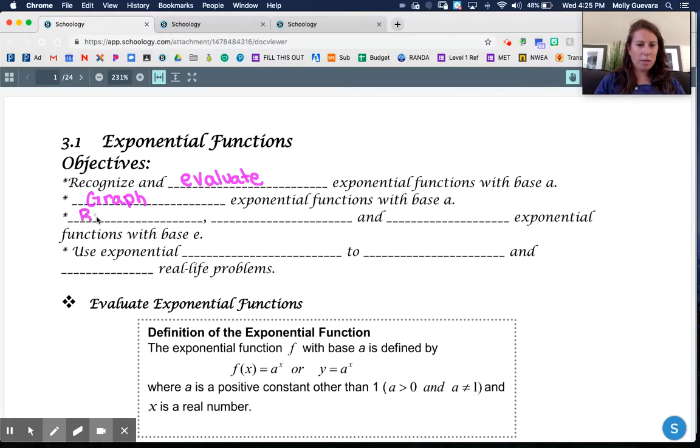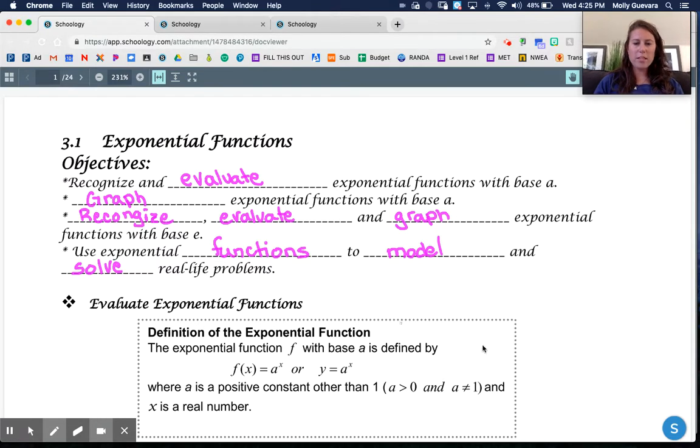Then we're going to be able to recognize, evaluate, and graph exponential functions with a base of e. And then the last one is we're going to use exponential functions to model and solve real-life problems. Okay, so we're going to look at some word problems here.